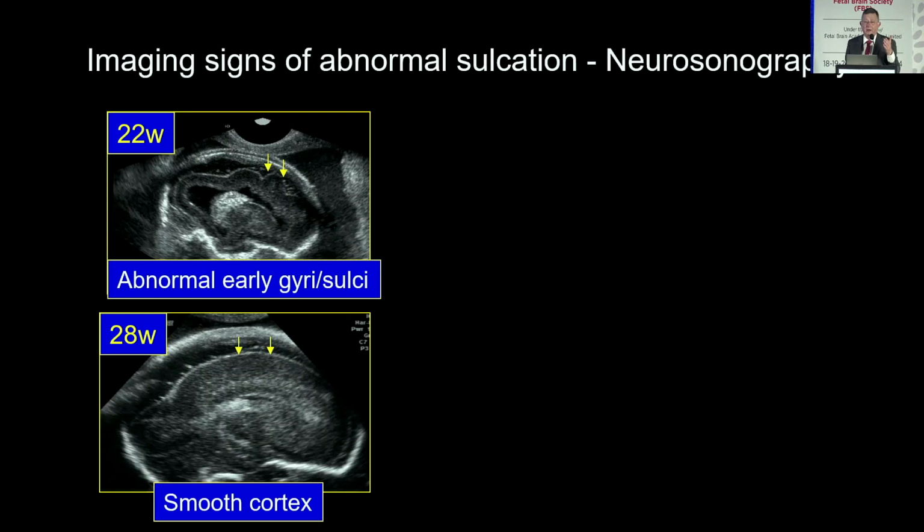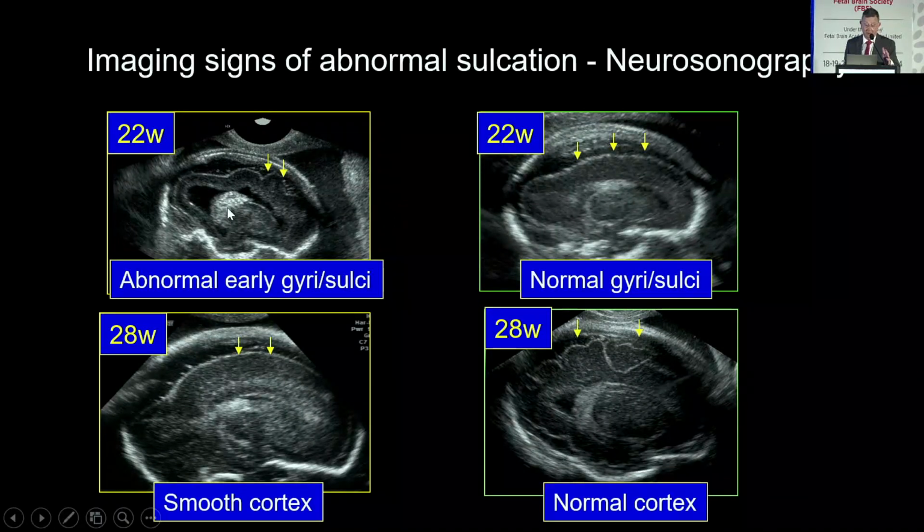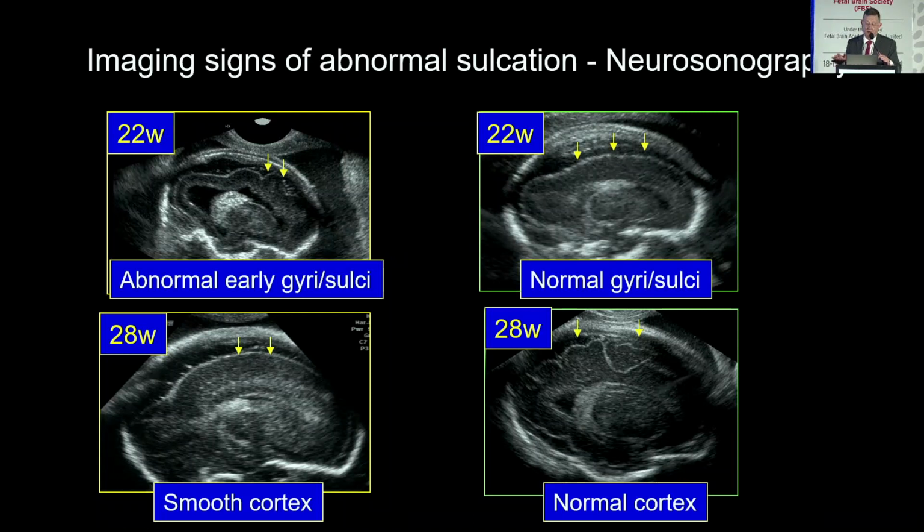Now, if you are not sure, what you do is, either you have your atlas, as I told you yesterday, or you look at a normal patient at the same gestational age and see how they look. So you have a normal one, and you understand clearly that this one is abnormal. And the same here: at 28 weeks, a completely lissencephalic pattern is most probably abnormal.